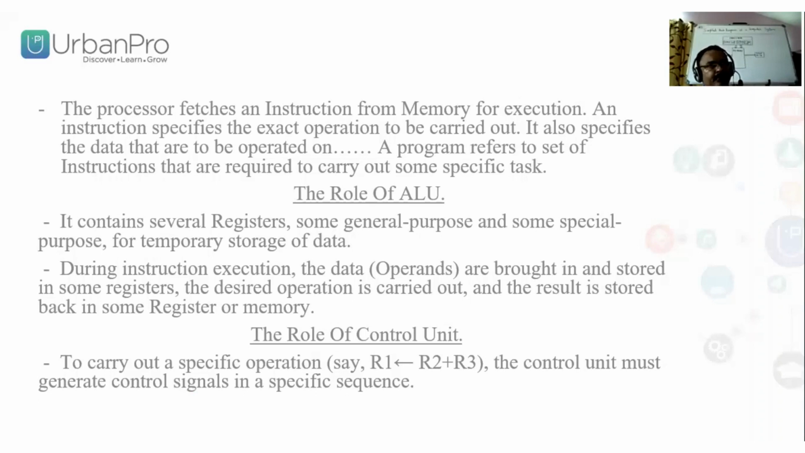Now let us see the role of the ALU. As I have already discussed, the ALU is inside the CPU, and it executes the instruction. The CPU contains the ALU and the control unit. The ALU contains several registers. We have already discussed R1 and R2 are two registers. Registers are used for temporary storage of data; not for long. The 05 and 02 are held in the registers temporarily.